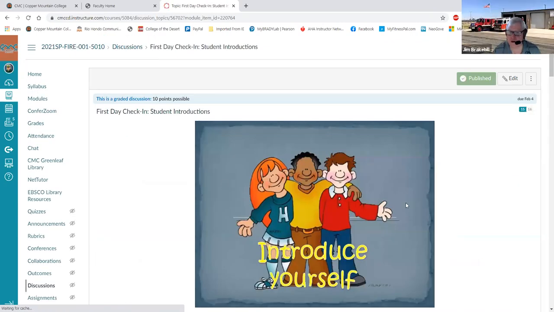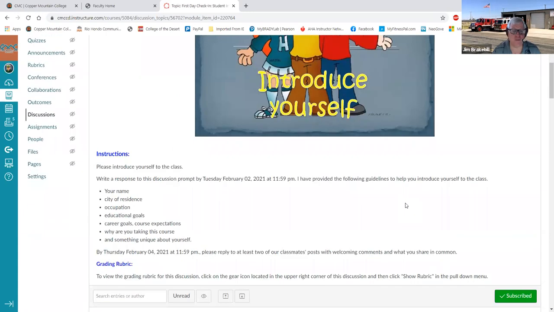Okay, so this is what's due. And I want to make sure that people understand that each discussion has two due dates. The first due date is when you reply to the initial prompt. Then the second due date is when you have to reply to two other students' posts. Every discussion has two due dates. So if students simply put their name, city of residence, 29 Palms, occupation, Marine, educational goals, college, you're going to get an F. That's not a discussion.